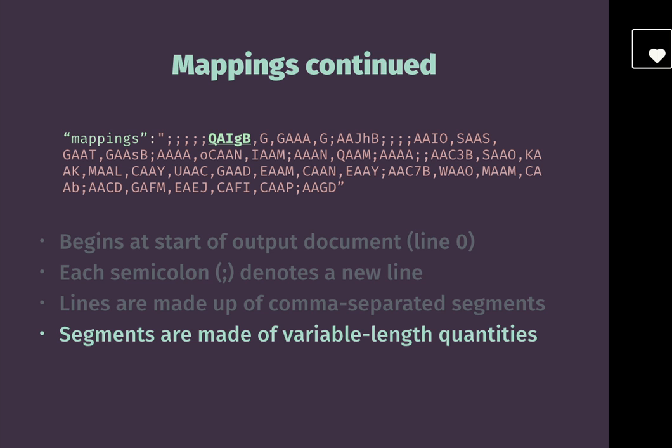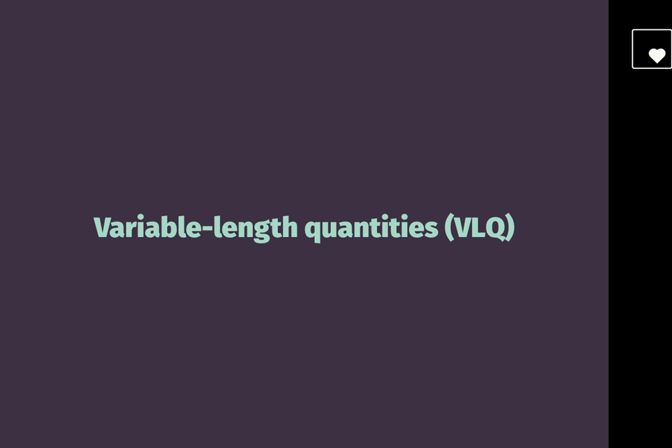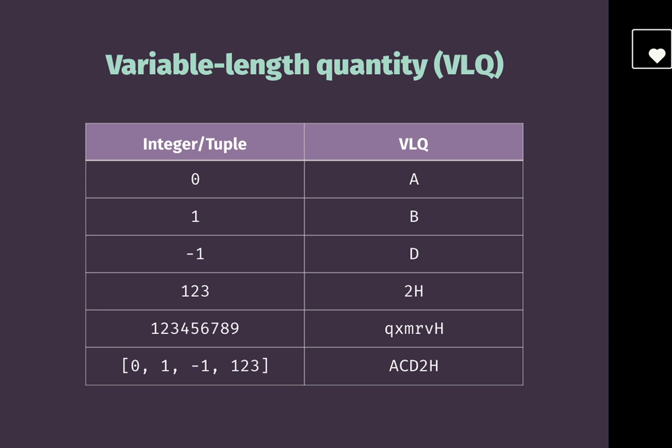Segments are made of variable length quantities. Now, what is QAI GB? There's a variable length quantity, called VLQ. This is a format designed for efficiently encoding arbitrarily large integers. It's an old spec. The values are base 128 encoded, but it's a little different. It was designed for MIDI files originally, which is pretty interesting. It looks like this. For single integers, there's one character that matches. This is fine. But as you get larger, like 123 is only two characters. 1, 2, 3, 4, 5, 6, 7, 8, 9 is six characters.